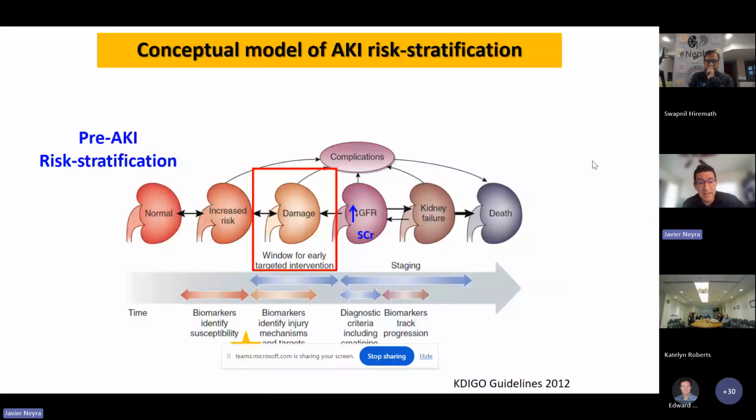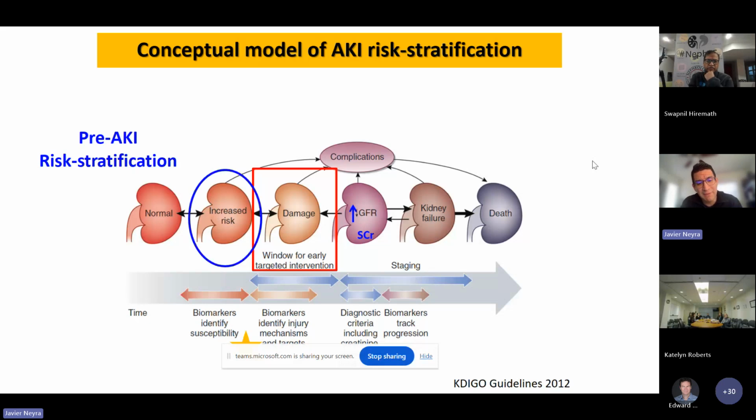So this is a very popular slide because the kidney is graded in colors from normal to a dead kidney. And this helps us to recognize in this timeline the window for potential intervention. So in the past, our goal was to recognize AKI early with early signals of damage, of injury or stress, to perhaps implement interventions that can mitigate the progression of AKI.